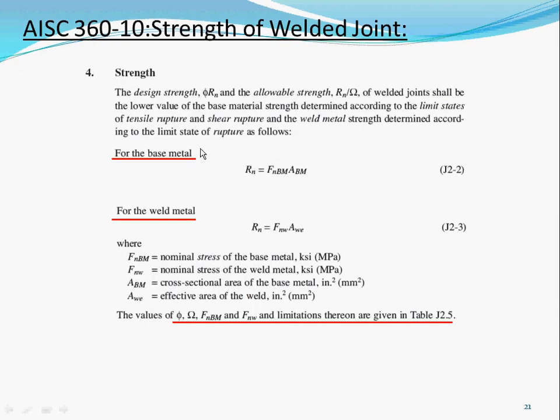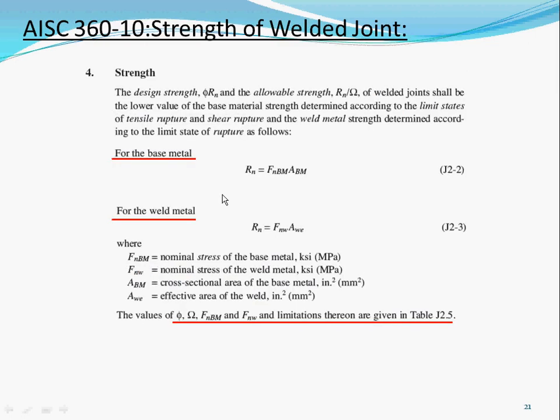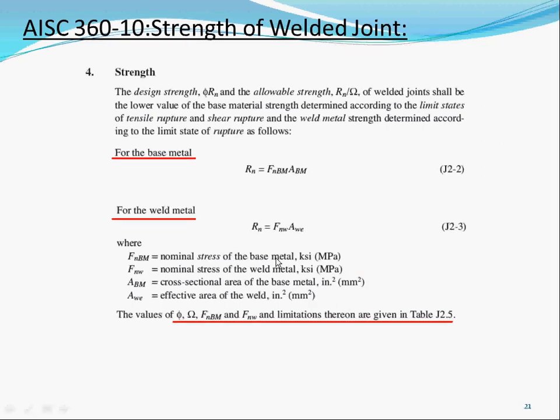So, strength of the welded joint. Okay, you know what the different types are now. What is the strength? First of all, just the basic concept: you have to check the base metal itself, and then you have to check the weld metal. And typically, the weld metal is stronger than the base metal.